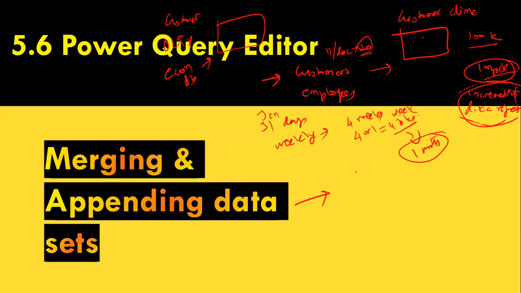For example, week 1, I have order ID and then quantity, units, and then the sale price, the sale amount. Okay, and then let's say you have a price column.